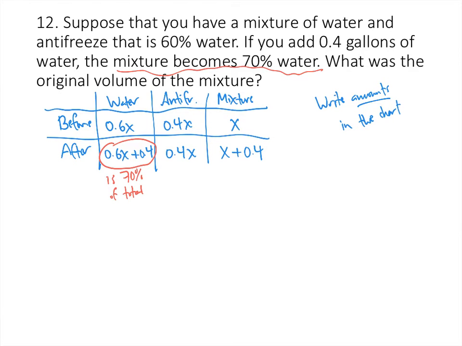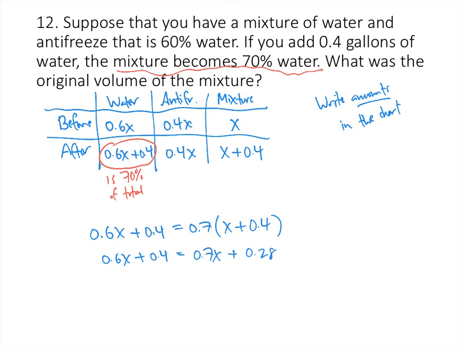And that means that my equation is that 0.6x plus 0.4 equals 0.7 times the total volume, x plus 0.4. And now we'll solve. So distributing on the right-hand side, we get 0.7x. 0.7 times 0.4 turns out to be 0.28. Subtract 0.6x from both sides, that gives us 0.1x. Subtract 0.28 from both sides, that's going to give us 0.12. And that means when we divide by 0.1, we get x equals 1.2, and the units here would be gallons.